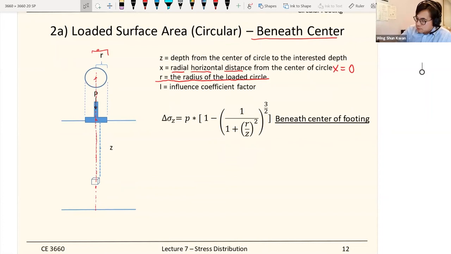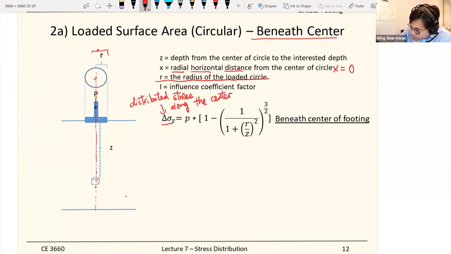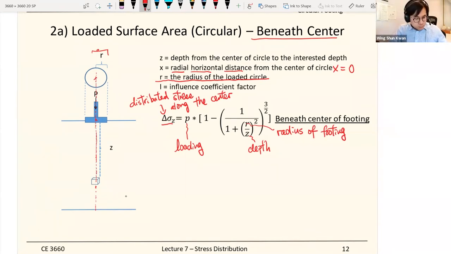And the Boussinesq solutions tell us the distributed stress. So this is the distributed stress along the center at any depth, equals to this solution. And the P here pretty much is the loading, and the Z here is the depth again. And the R here is the radius, not the distance away. We are talking about circular footings, so it's the radius of the foundations.